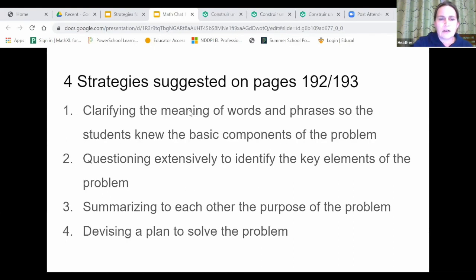Here were 4 strategies. I did think it was kind of interesting. So in this book, there was 1 sentence on each of these strategies. I wish that there were more information.